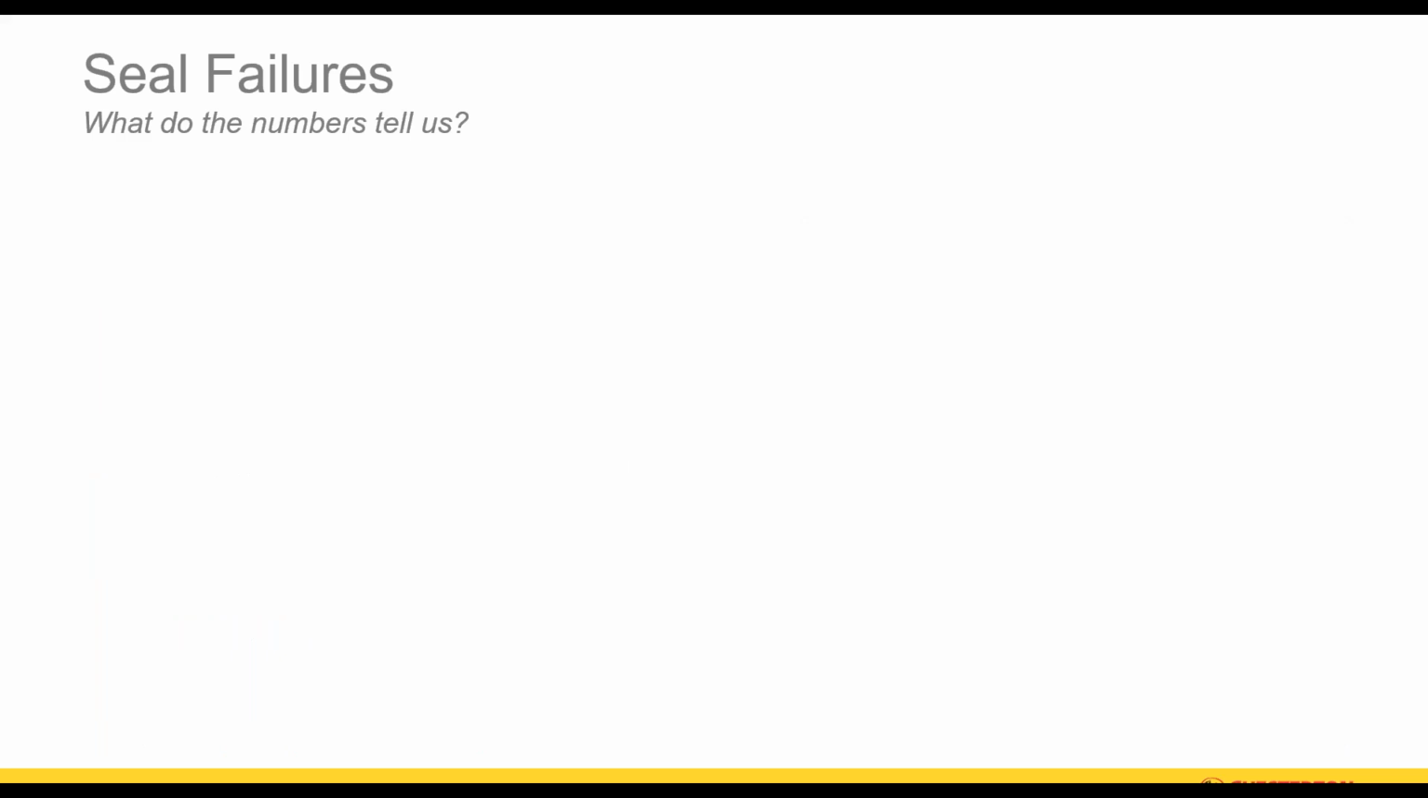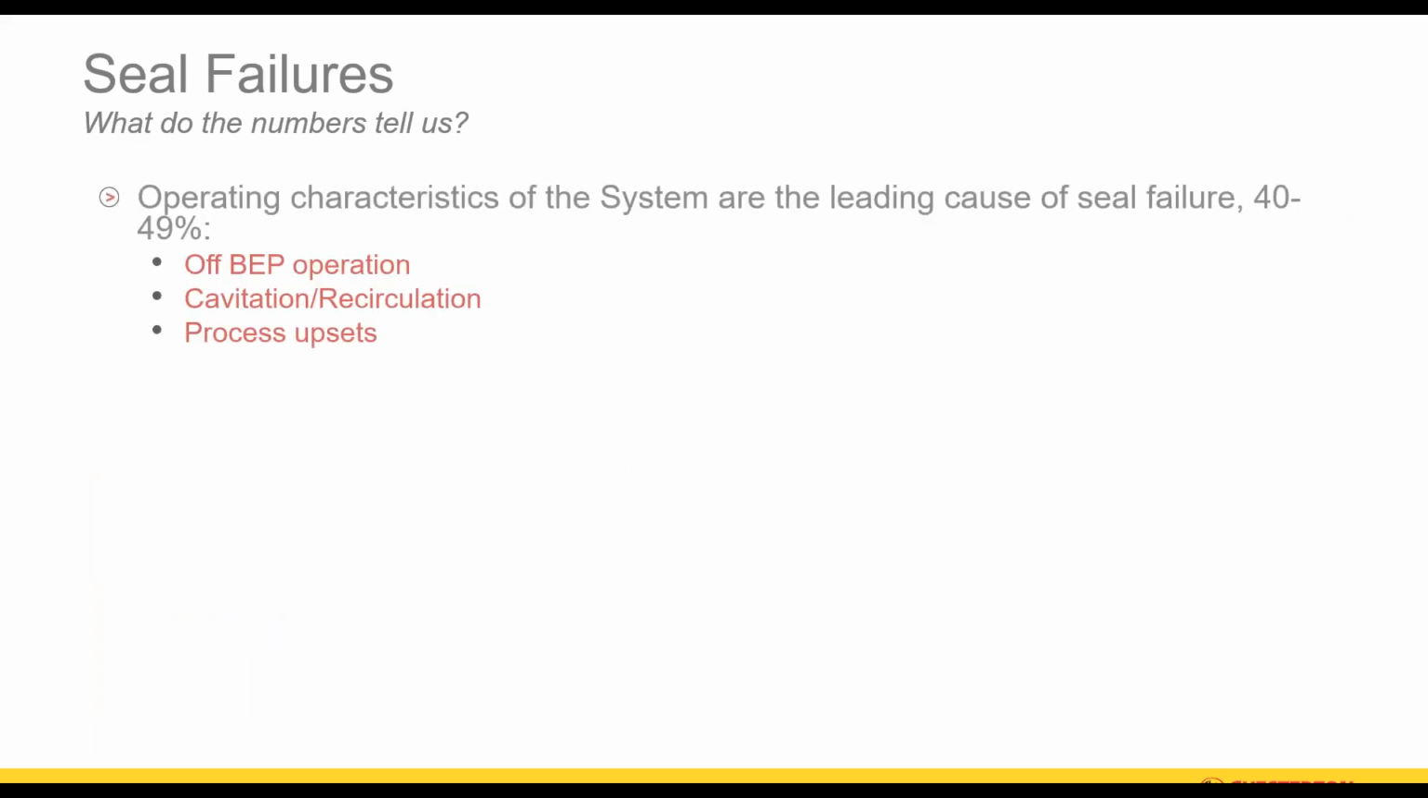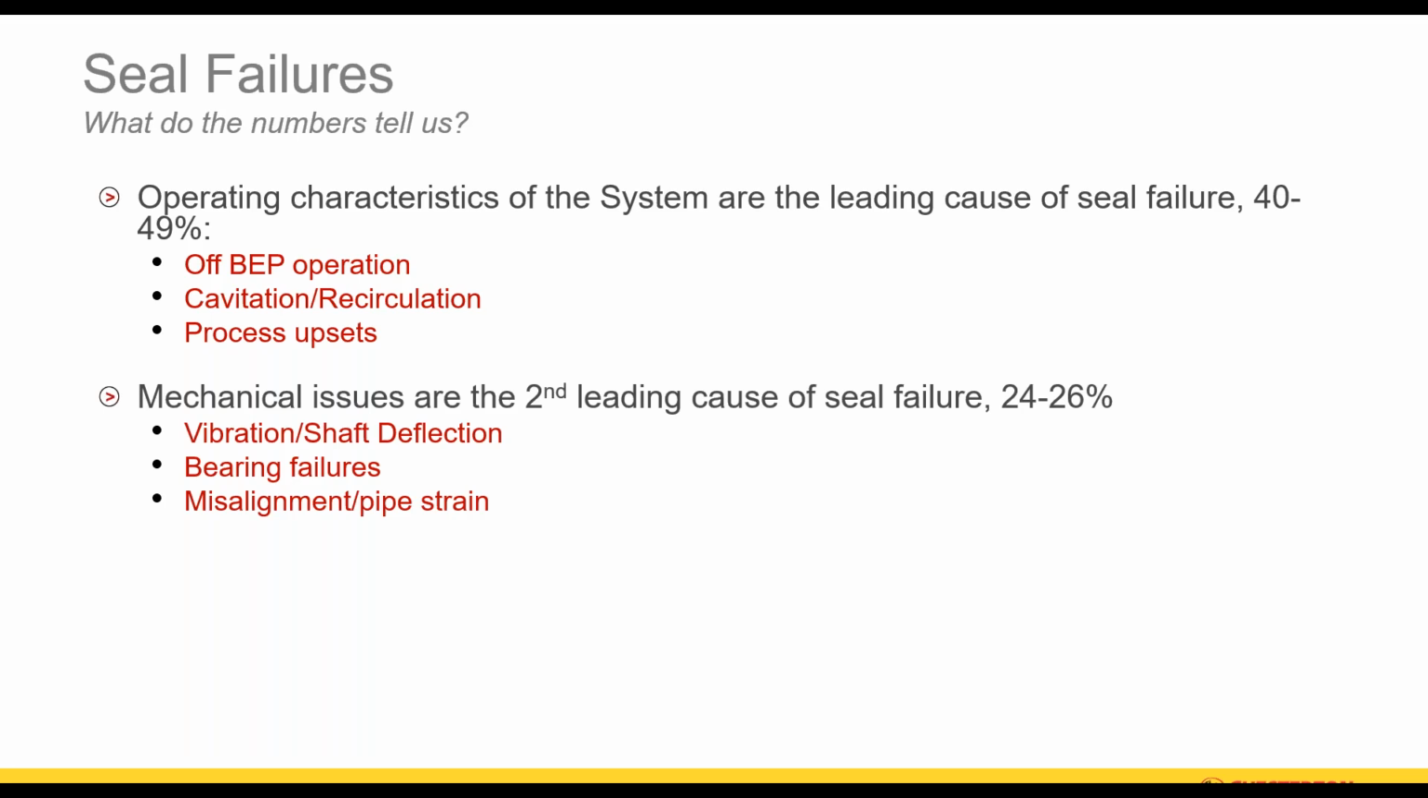So, when we look at that data, what do the numbers tell us? Well, like I said, operating characteristics of the system are the leading cause of failures. And what are those? The pump's operating well off its best efficiency point. It's fluctuating all over the curve, different terms you'll hear: cavitation, recirculation of the pumps, process upsets. Something goes wrong and flow stops, or flow pressures increase, flow increases, all sorts of things. That's the leading cause.